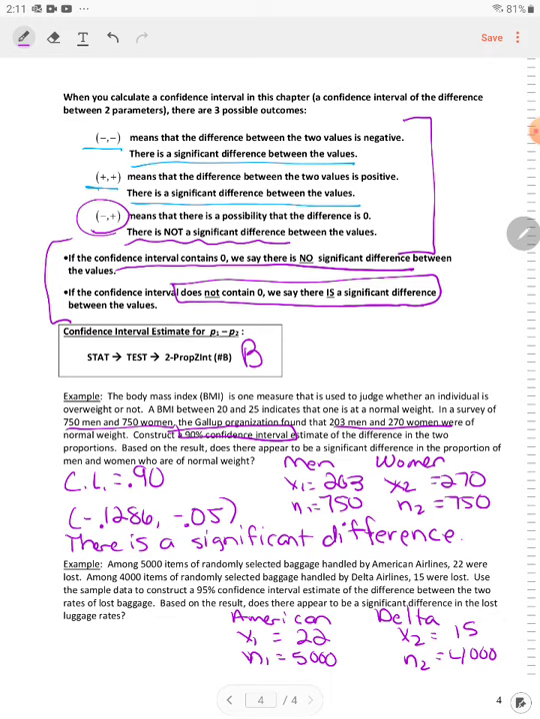Again, using stat, test, 2-PropZInt, we are going to get negative 0.002, 0.00329. And it'll always be negative and positive because this is like a number line. Negative is always on the left, positive is on the right. Because it's negative, positive, if I look at what I circled here, there is not a significant difference. Also, 0 is in here.